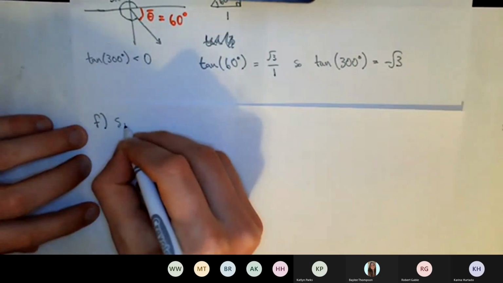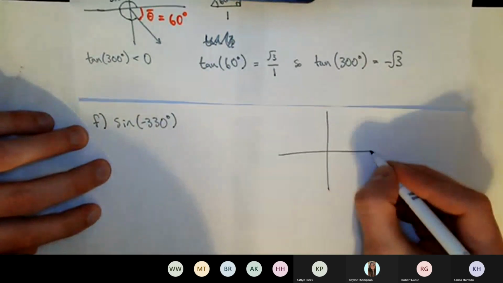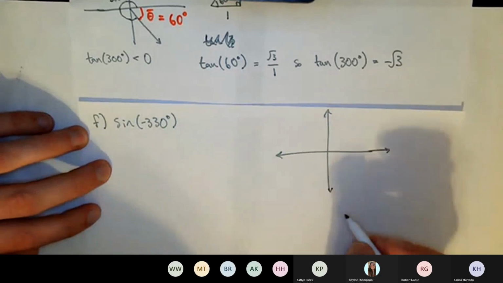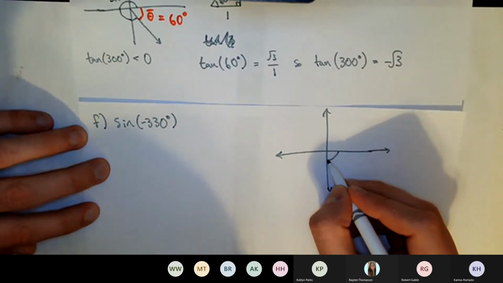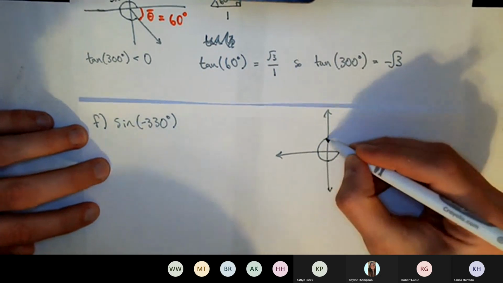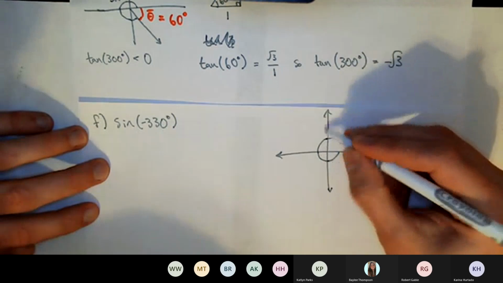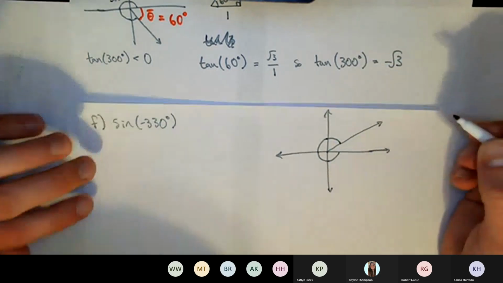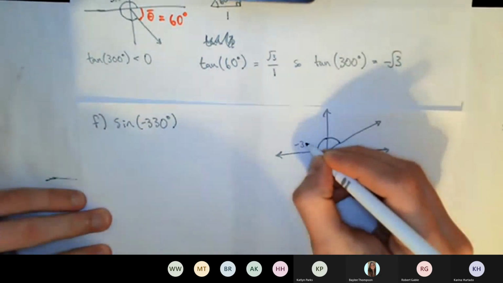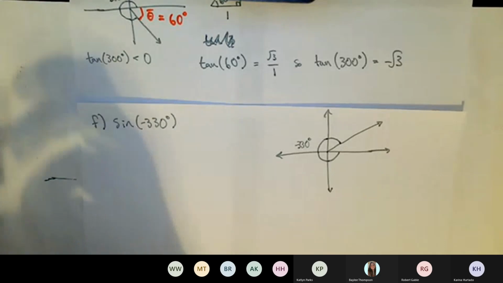I'm going to go through this one a bit quicker. Sine of negative 330 degrees. Okay, first thing, draw the angle, noting that it's a negative angle, so I'm going to be rotating clockwise. Negative 90, negative 180, negative 270, all the way around to negative 330. So that's 60 degrees past this negative 270. Okay, there I am. Let me write that angle down. So that's negative 330 degrees.